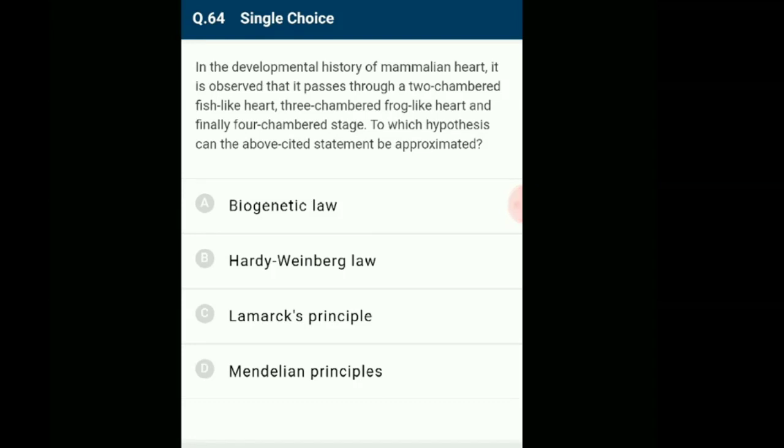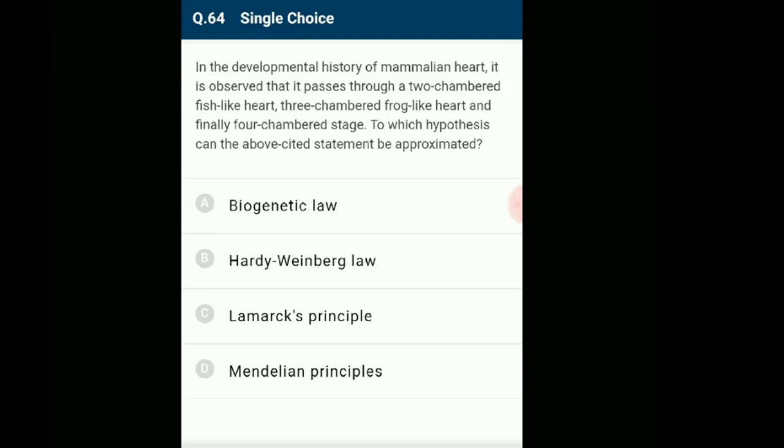The biogenetic law is the theory of development and evolution proposed by Ernst Haeckel in the 1860s. It is one of several recapitulation theories which posit that the stages of development of an animal embryo are the same as the adult stages or forms of other animals. It is commonly stated as: ontogeny recapitulates phylogeny.